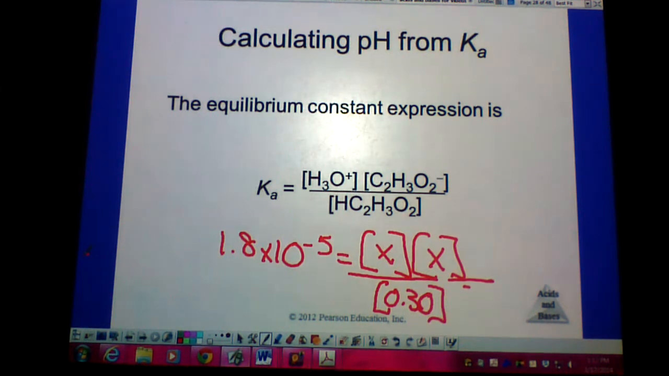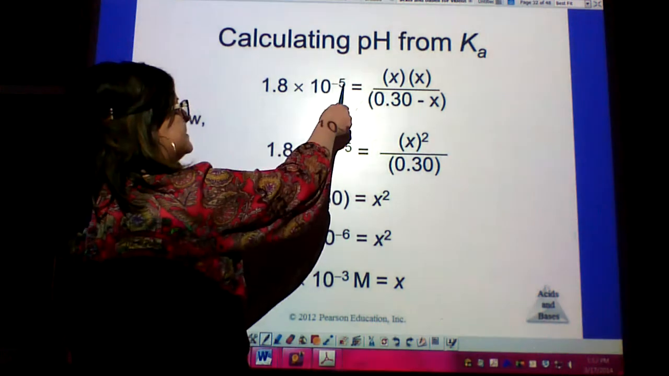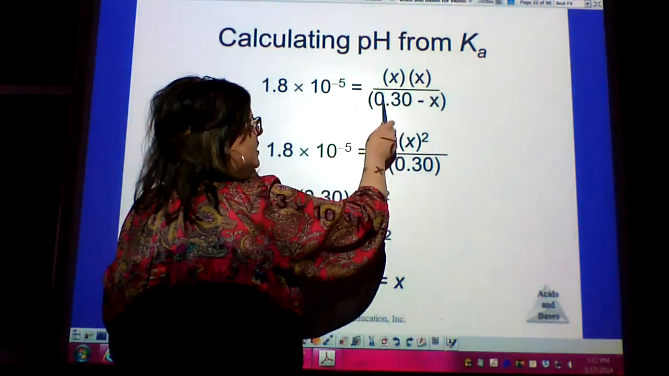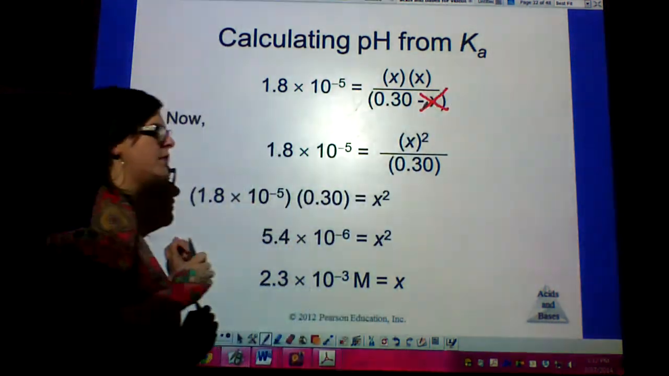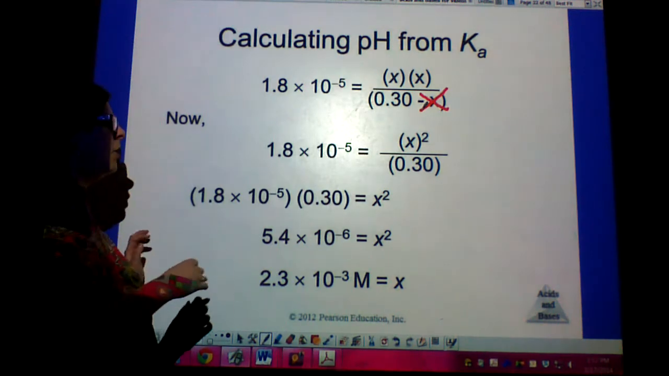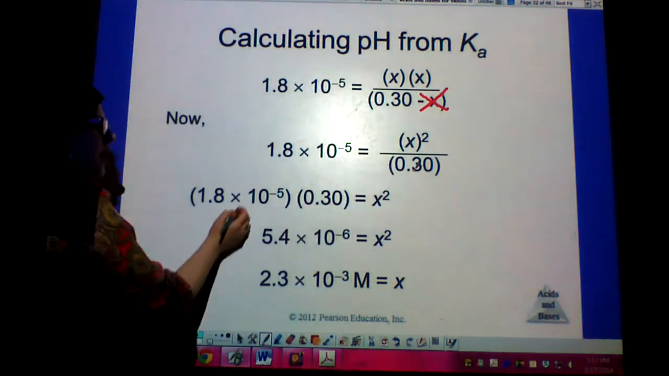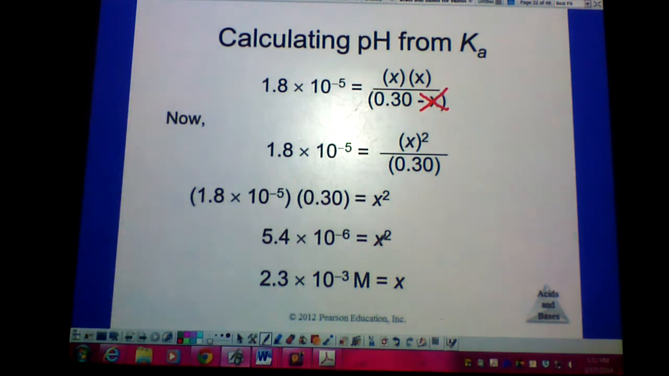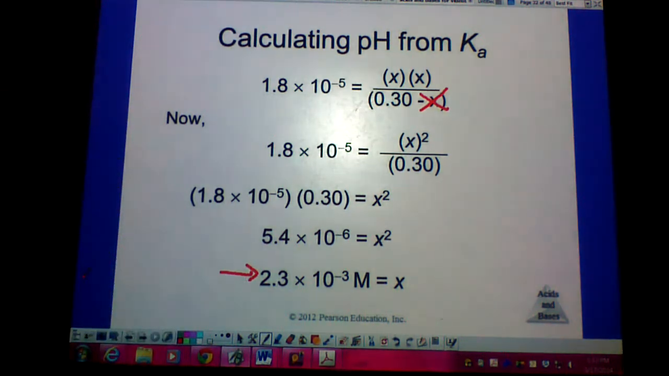I think we have this on a couple other slides, so let's go there. Okay, so I have 1.8 times 10 to the negative fifth, that's my Ka, equals X squared over just 0.3, because now we're assuming that X is small enough that I don't have to worry about it. I can ignore it; it's negligible. If I multiply both sides by 0.3 to get this out of the denominator, I get 5.4 times 10 to the negative 6, and that equals X squared. But I want to know just what X is, so if I square root both sides, I get X to equal this.